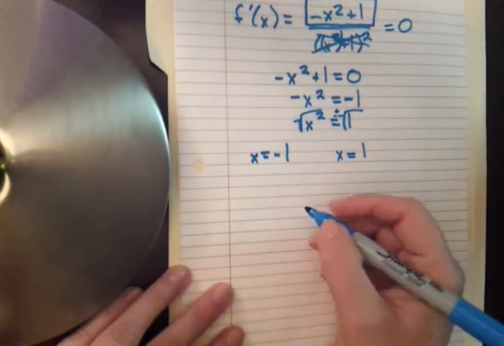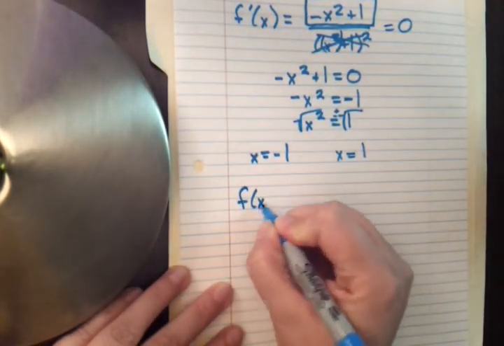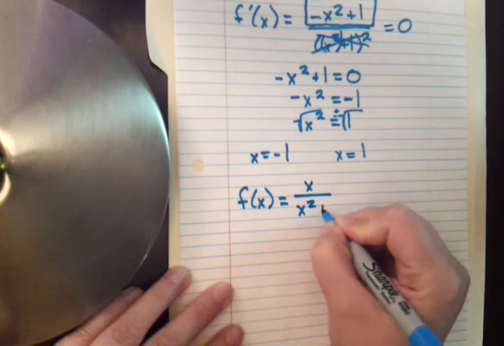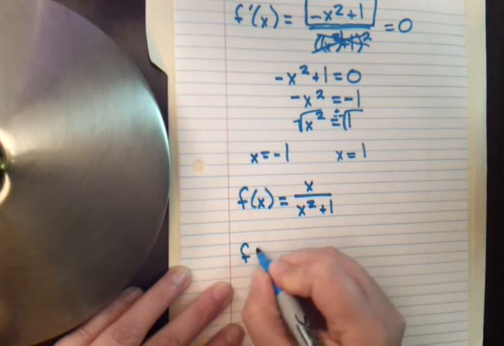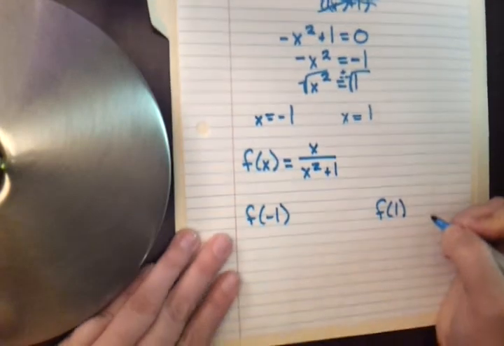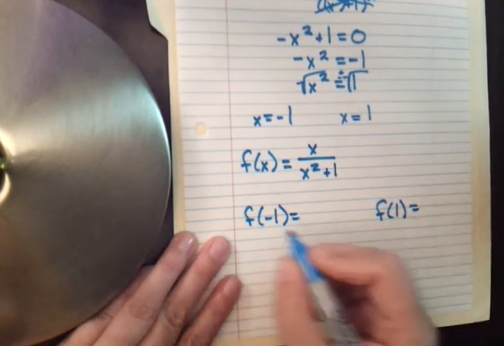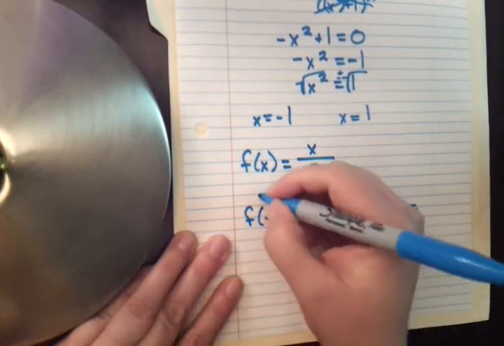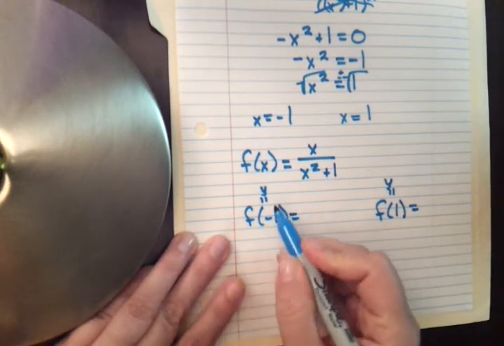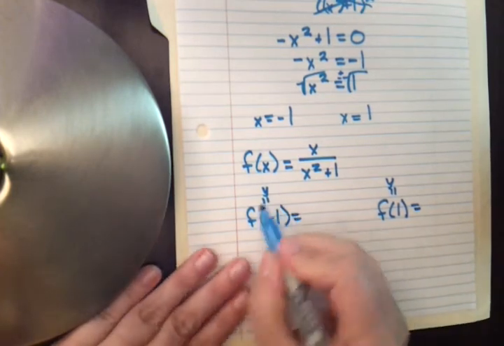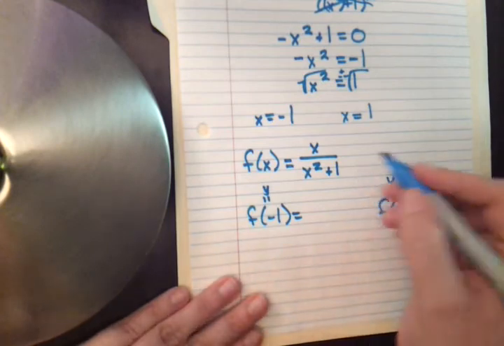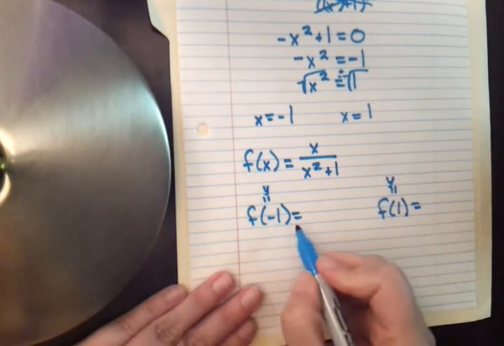So I will write down the original function, and that was x over x squared plus 1, and we're going to need f of -1, and we're going to need f of 1 for this. Also remember that f in these functions, that's the same thing as y. Y equals whatever is on that. Y and f of x are the same thing when we're talking about functions. So if we need the y coordinate, we just need to find f of these values.